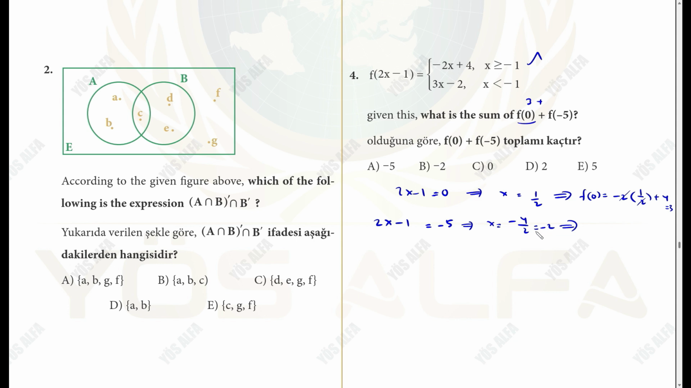Since x minus 2 is less than minus 1, we'll use the second function for f of minus 5. So 3 times x, which is minus 2, and then minus 2. This is minus 6. Minus 2 makes minus 8. So we're asked to find the summation of these two. So minus 8 plus 3 is minus 5. So the answer is A.